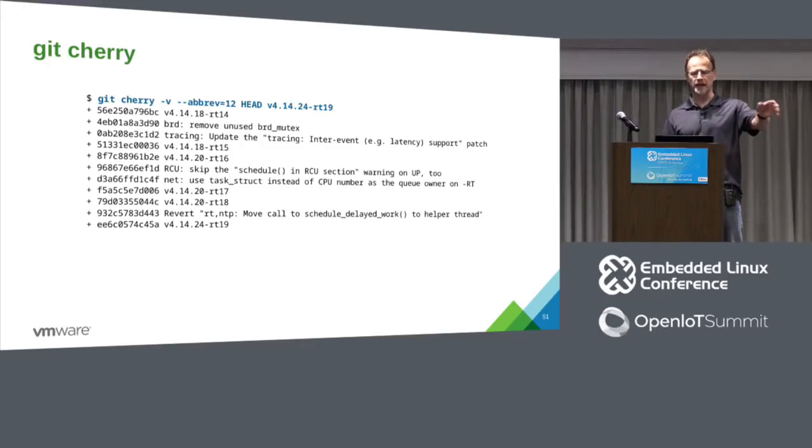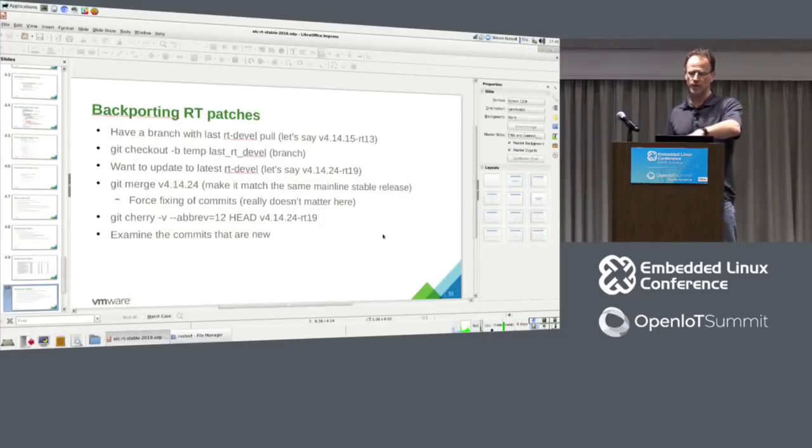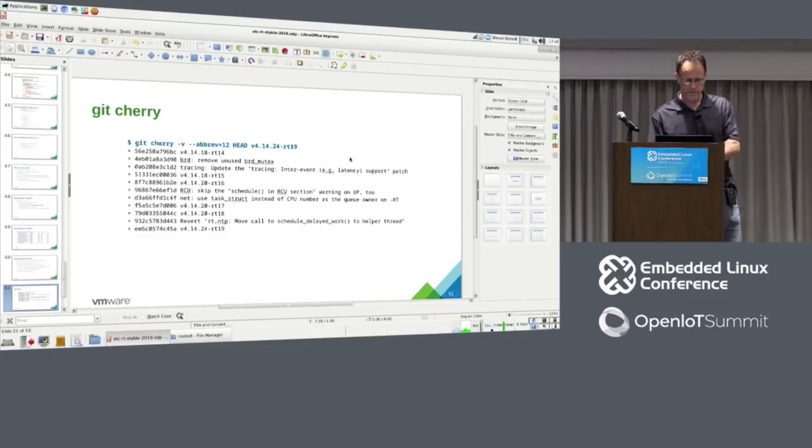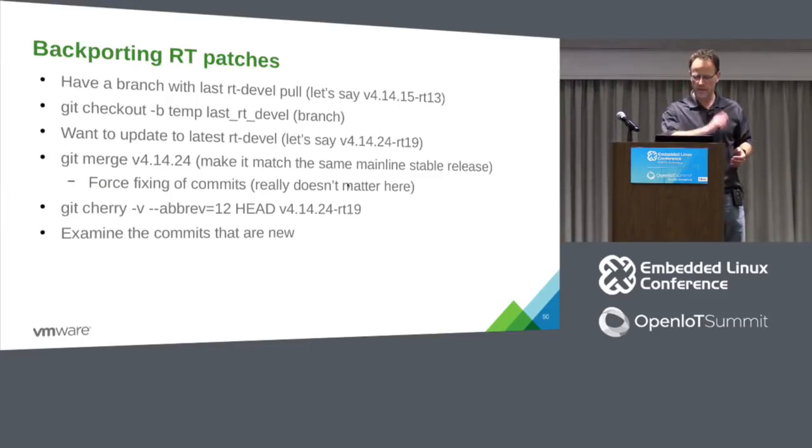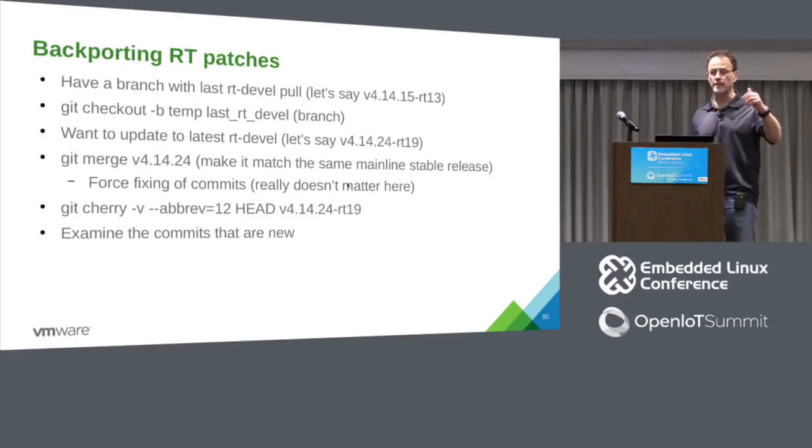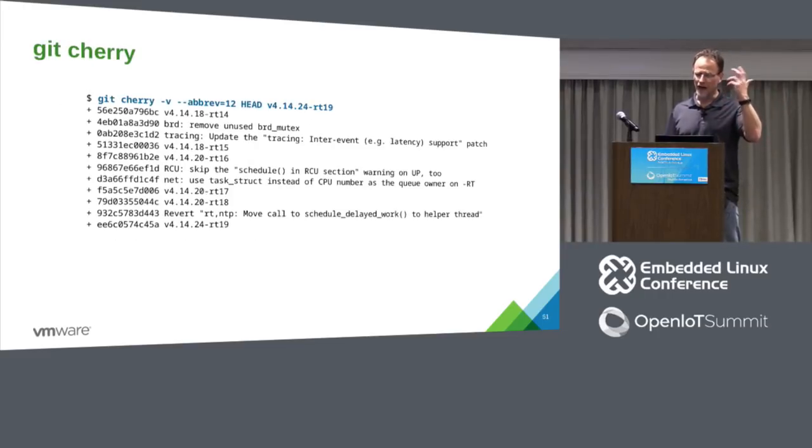So right now, remember I said, I'm at 4.14.24-rt13. Technically, because I merged 24 there. So I'm at 4.14-rt24-rt13. I do git cherry of HEAD. This shows me all the commits that are in the RT 19 that are not in RT 13.